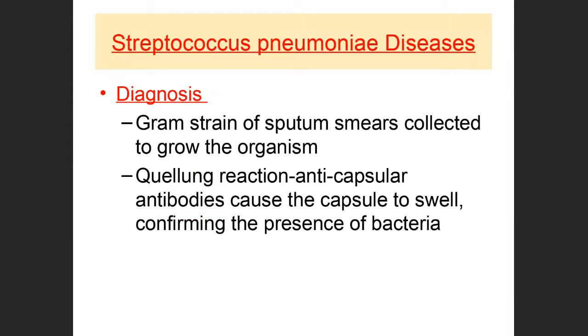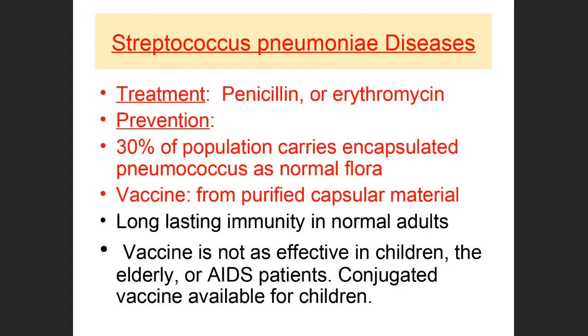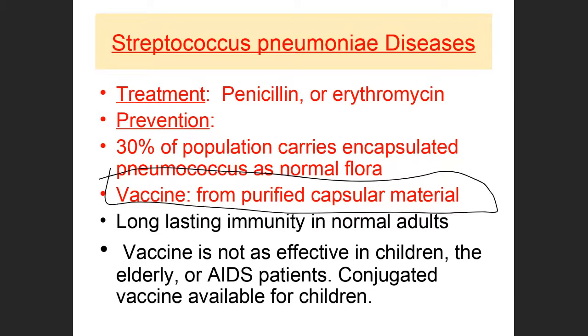Diagnosis is through growing the organism, or there is an antibody-antigen reaction that looks for the capsule, and that also confirms the presence of the bacteria. Treatment: Streptococcus have thankfully remained sensitive to antibiotics, so penicillin or erythromycin. We do have a vaccine, which is made from the capsule. We talked about this in chapter 18. It does not give long-lasting immunity in children or the elderly.